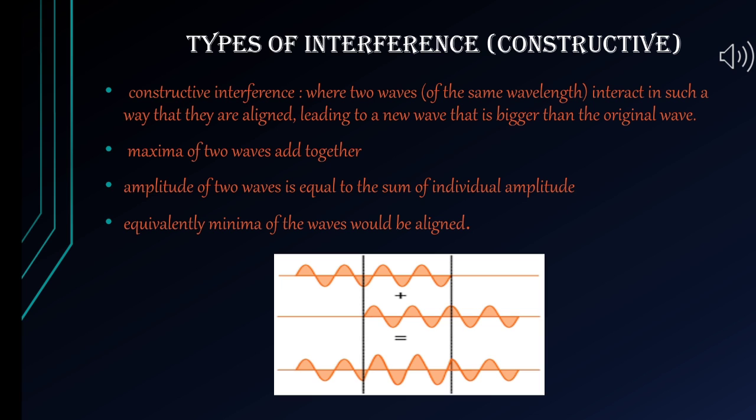Now coming to constructive interference. In constructive interference, two waves of the same wavelength interact in such a way that they align, leading to a new wave that is bigger than the original wave. The maxima is equal to the addition of the two waves, and the amplitude is equal to the sum of individual amplitudes. As you can see in the diagram, the first wave and the second wave interact and they give a bigger wave, that is the third wave. This is the example of constructive interference.